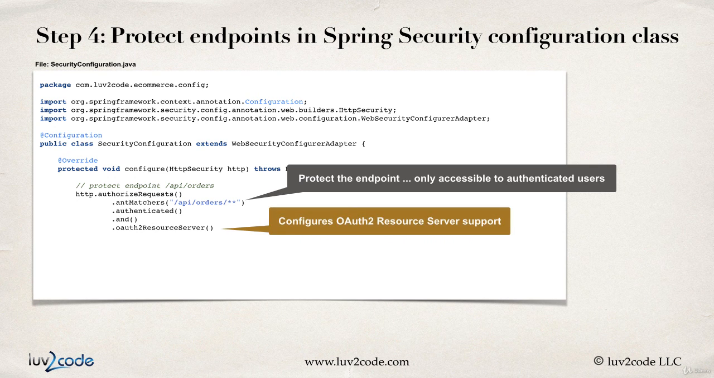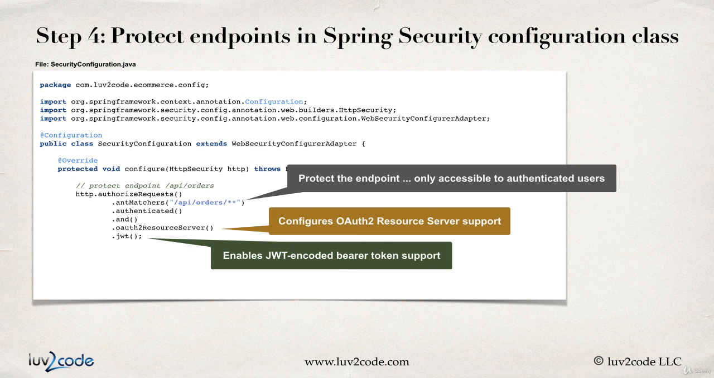And then we have oauth2ResourceServer. So basically we're going to configure ourselves as an OAuth2 resource server. So we're providing support for that. And then we have .jwt. So this enables JWT encoded bearer token support. So when this information is passed over as part of the HTTP request header, then this gives us functionality to process that header, read that information, and process that JWT token accordingly.